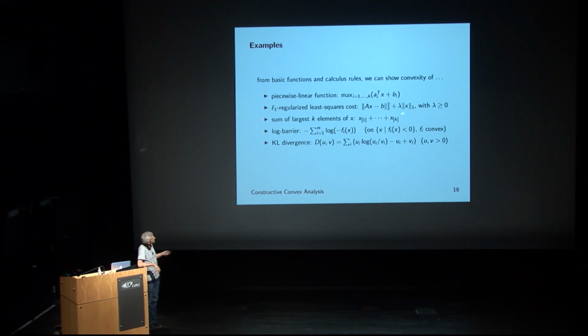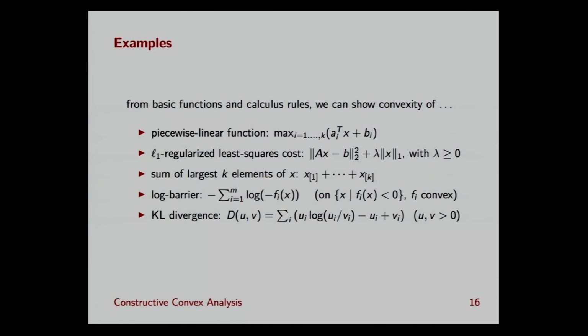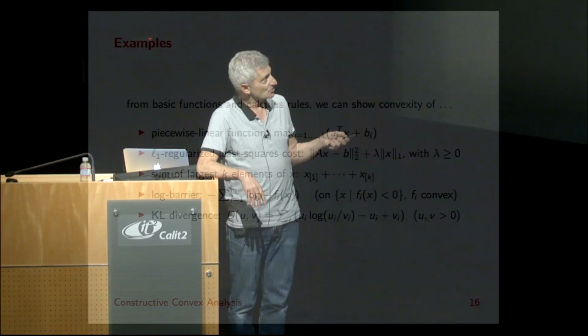But here's one. L1 regularized least squares cost. So norm of Ax minus b squared plus lambda times the 1-norm of x. This here is a convex function of x, right? The argument would be the norm squared, or the sum of the squares, is convex. That's of an affine function, so that works. Norm x1, that's a norm, so it's convex. I multiply by a non-negative number, that's convex. And then finally I use the idea that I add two convex functions and they're convex.